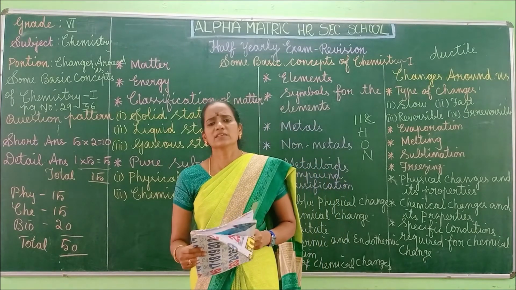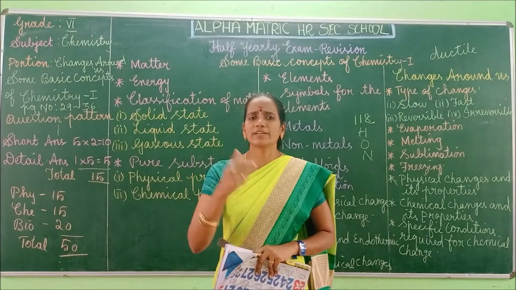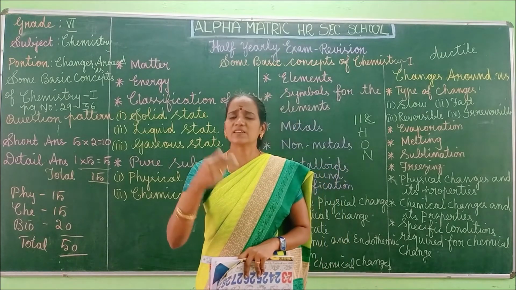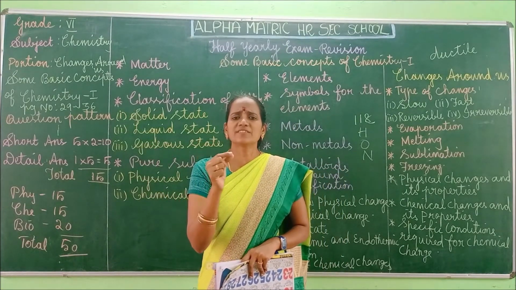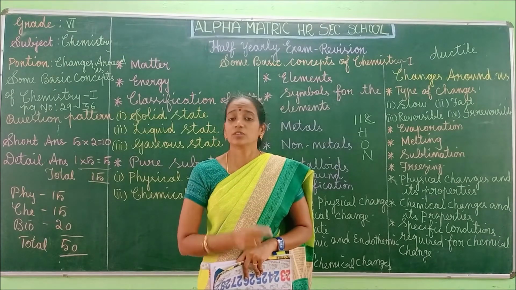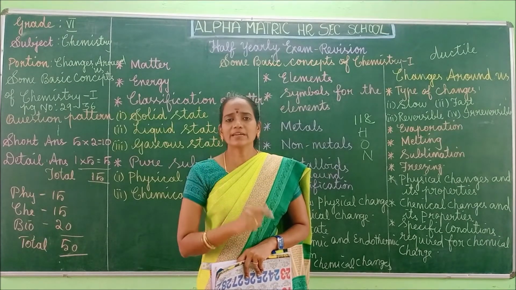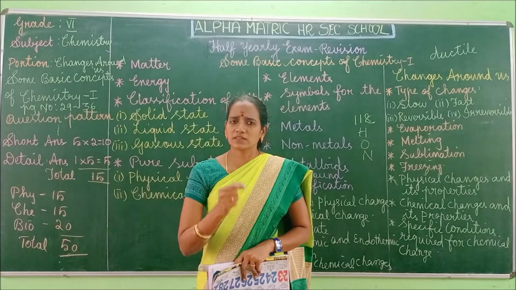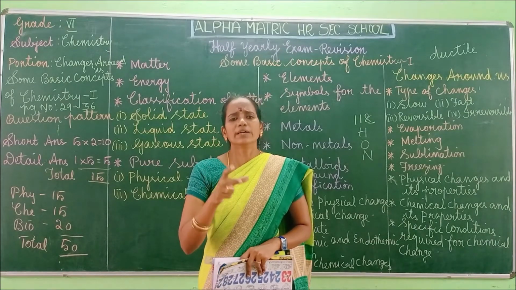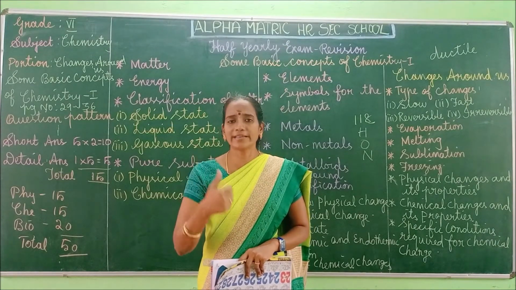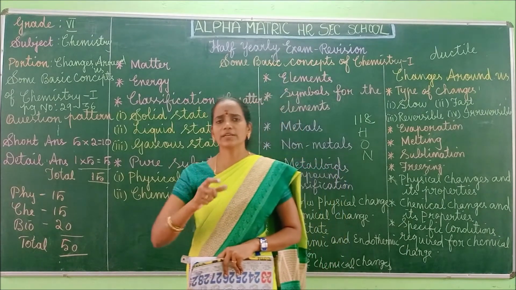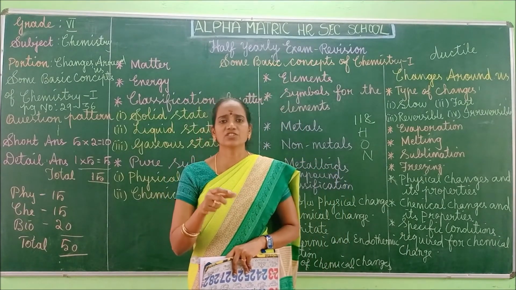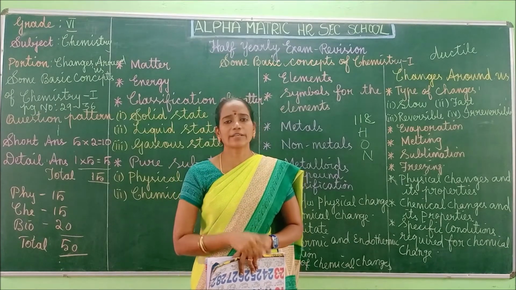Next, non-metals have low density. They have lesser melting point as well as boiling point. Non-metals are soft in nature, but diamond is a non-metal only, and it is very hard in nature. Usually non-metals are soft in nature, but diamond is hard in nature.